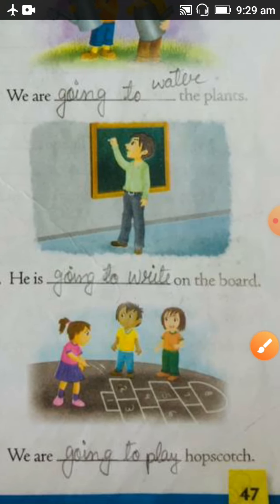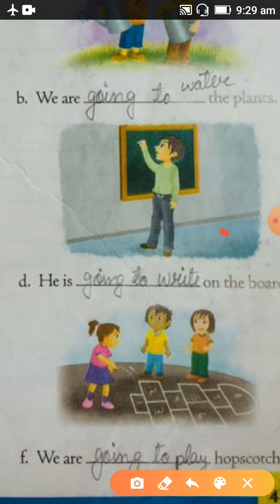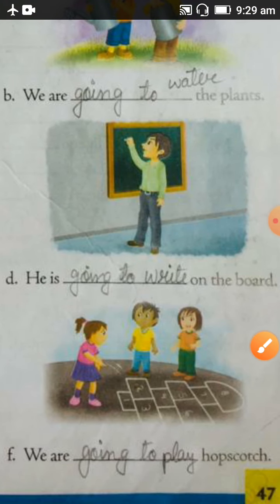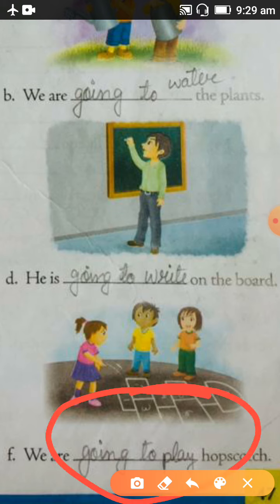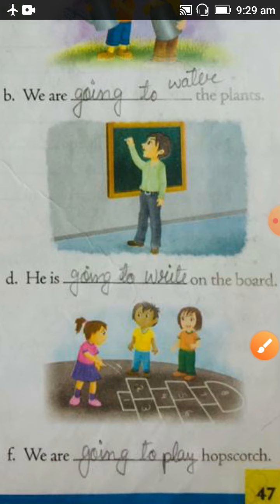Next one is, he is going to write on the board. Means the action which is going to happen. Next one is, Mahi is going to paint a picture. Next one is, we are going to play hopscotch. Hopscotch is the name of the play. Now, I hope you all have understood this.